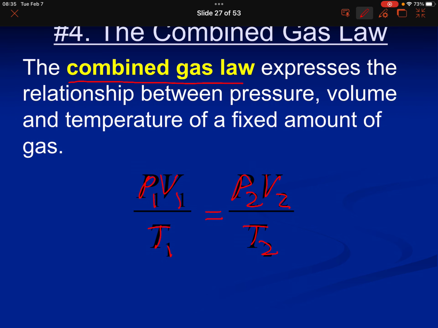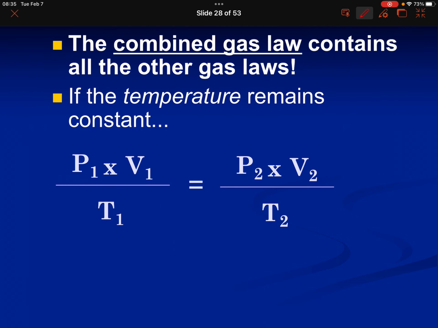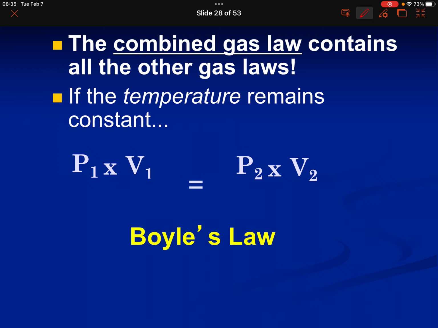These all go together to form the combined gas law, which gives us P1 V1 over T1 equals P2 V2 over T2. This is on the back of your periodic table, and you can derive every gas law from this.